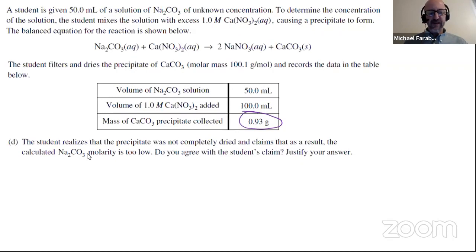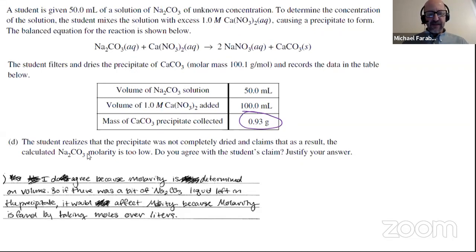This is what the student said. They said, I do agree because molarity is determined on volume. If there was a bit of sodium carbonate liquid left on the precipitate, it would affect the molarity because molarity is found by taking moles over liters. So they're saying that the volume is too high and the molarity is too low.